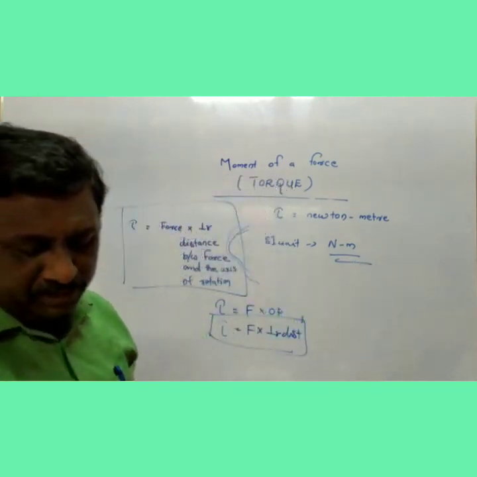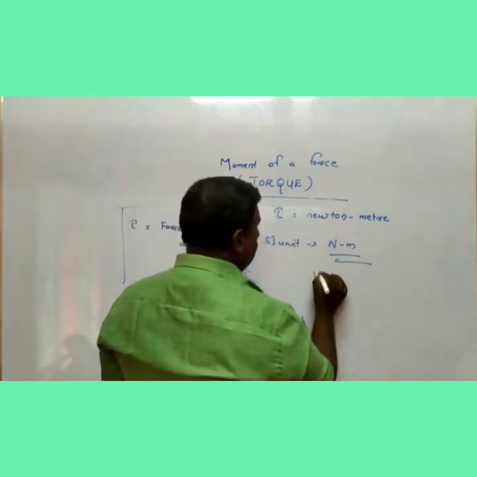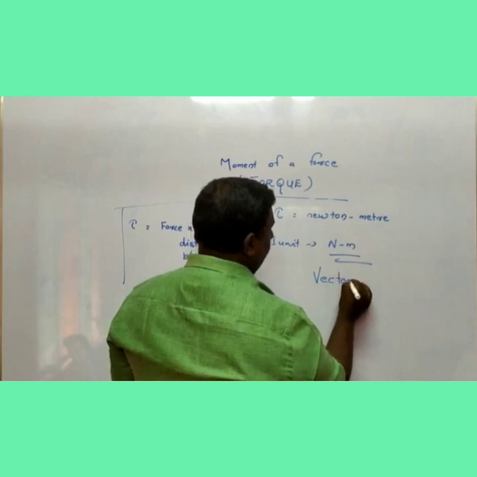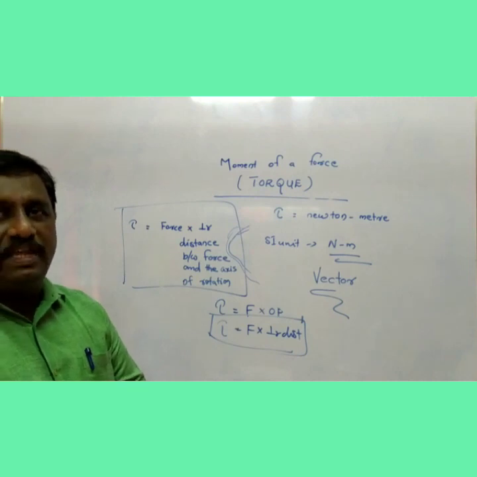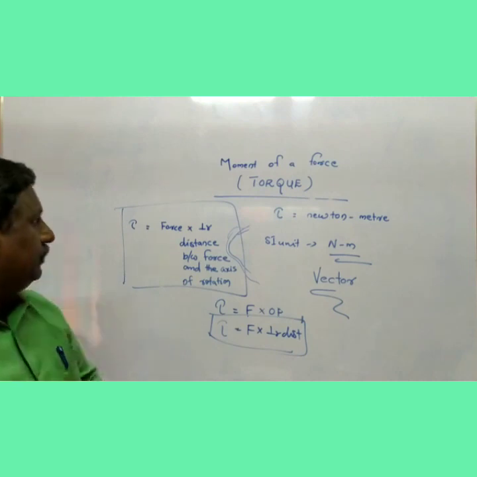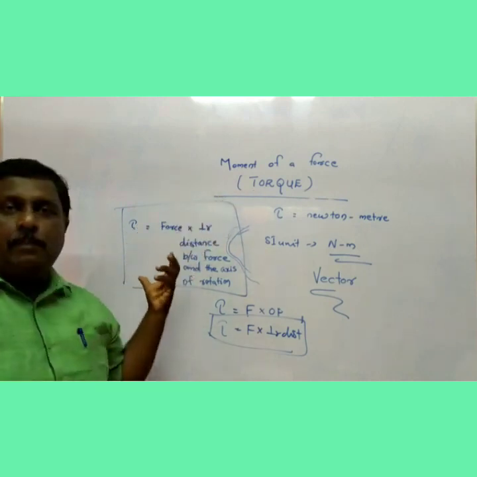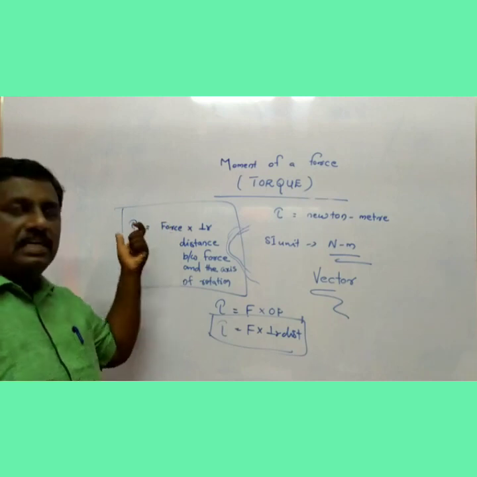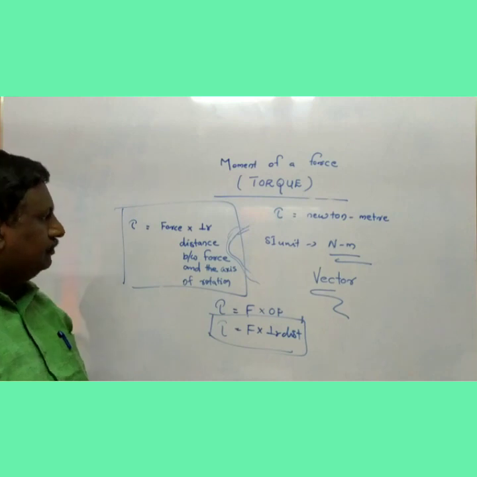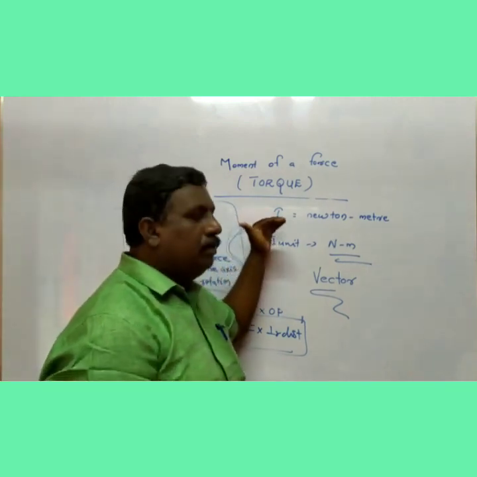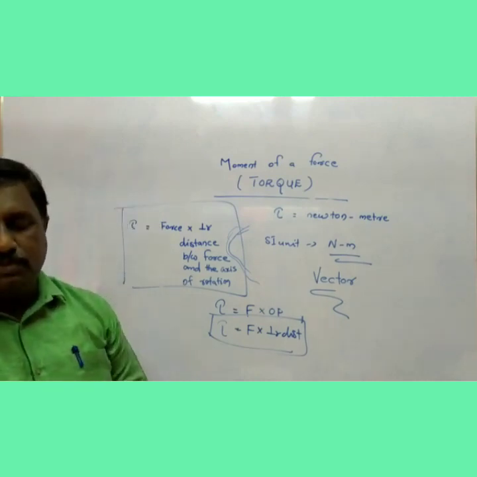It is very, very important. And you have to remember one more point. Moment of force is a vector quantity. It is a very, very important point. What is moment of force or torque? It is the product of force and the perpendicular distance between the force and the axis of rotation. The unit of torque or moment of force is Newton meter.